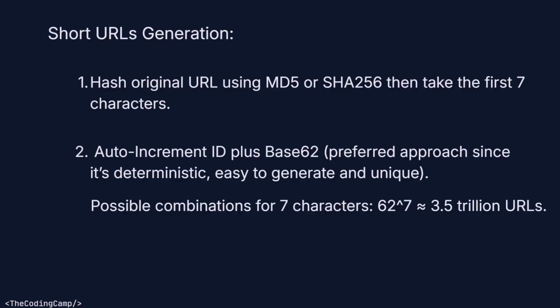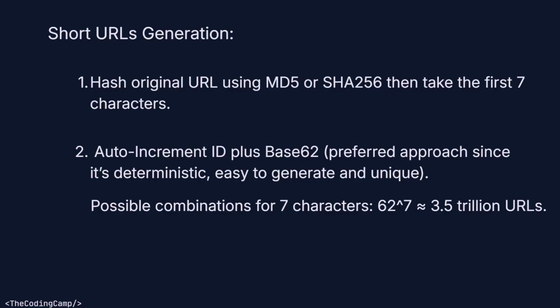This is the preferred approach. It's deterministic, easy to generate, and unique. Why base 62? To create shorter URLs, URL-safe characters, and efficient encoding. 62 characters provide 3.5 trillion URLs, which is very sufficient.